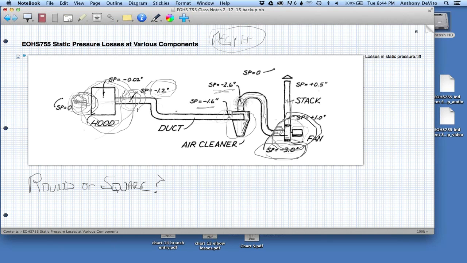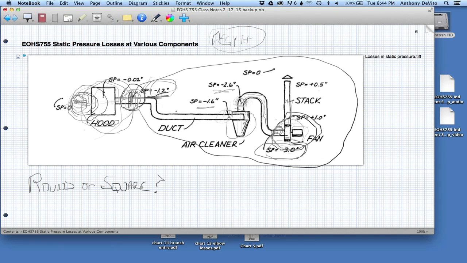So why is this all important? This is important because if this is what we need at this point in order to capture our contaminant, then we have to make sure that we design the ductwork, choose the fan, and so forth, so it's sufficient to give us what we need at that point. This is the business end of this whole thing. The rest of this has to be designed to support that, so it actually captures the contaminant when we're all done.